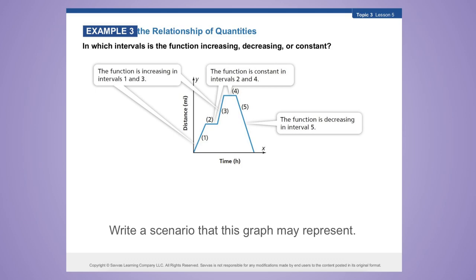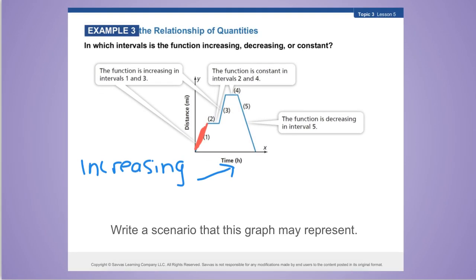This is example 3 on page 197. In which intervals is the function increasing, decreasing, or constant? All right, so one more time. If something is increasing, it means both variables are going up, and it usually looks like that. So we are going to say that this one is increasing, this one is increasing.